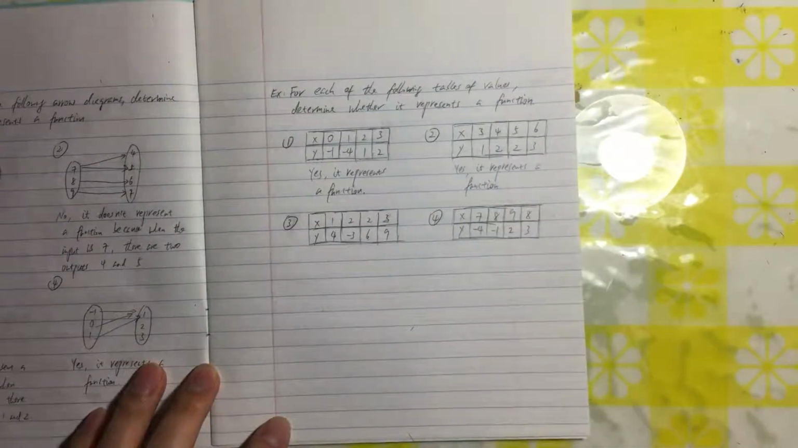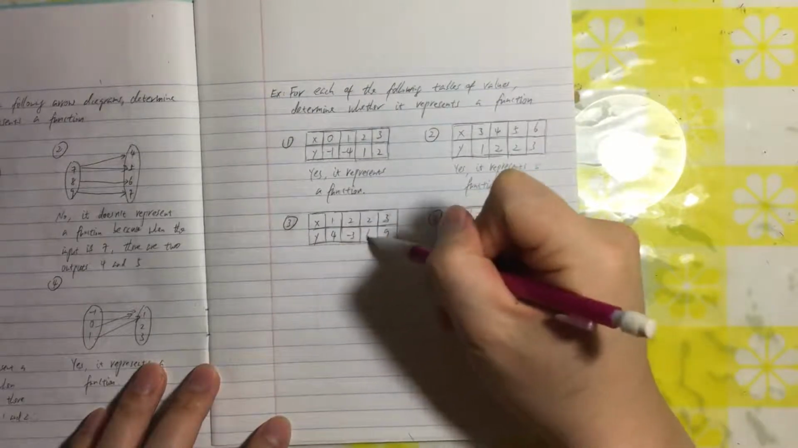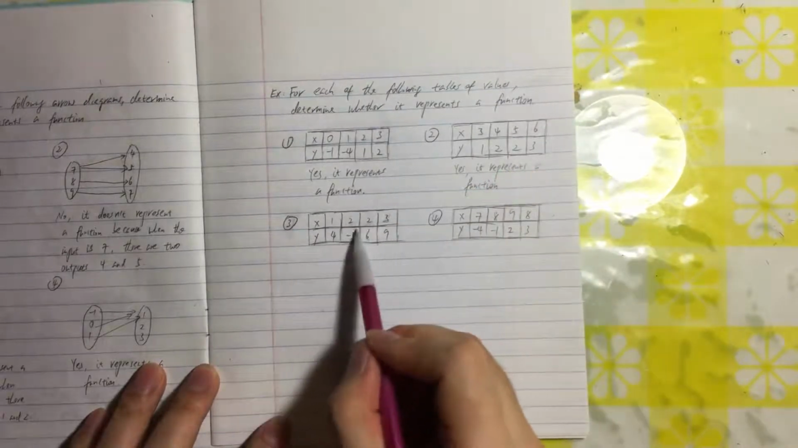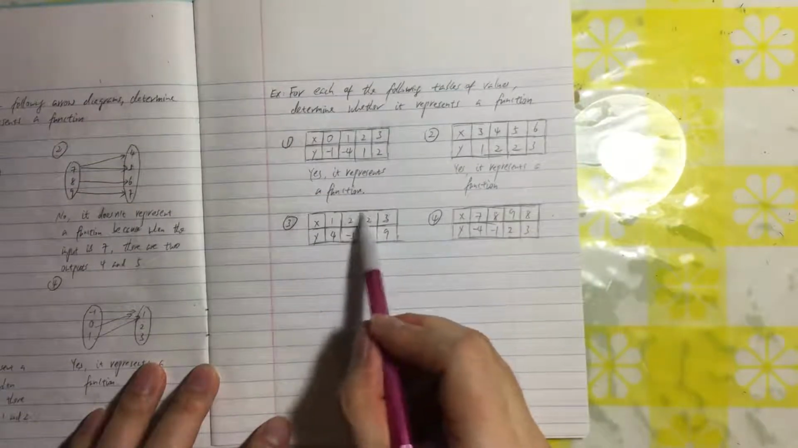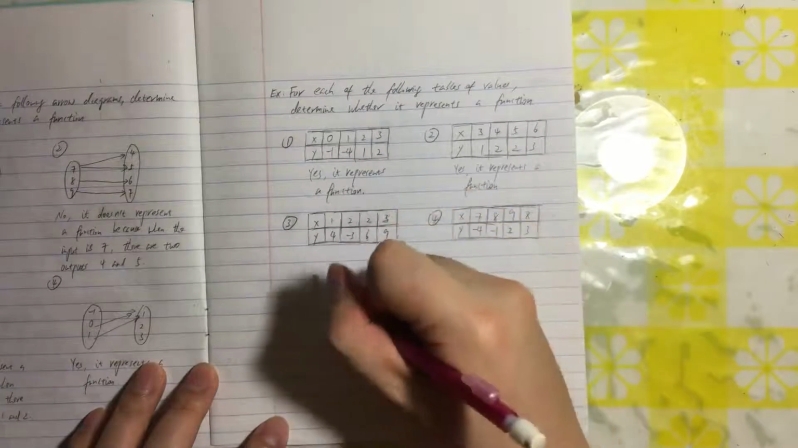Here, be very, very careful. When the input is 2, there are 2 outputs. When the input is 2, output could be either -3 or 6. So it doesn't represent a function.